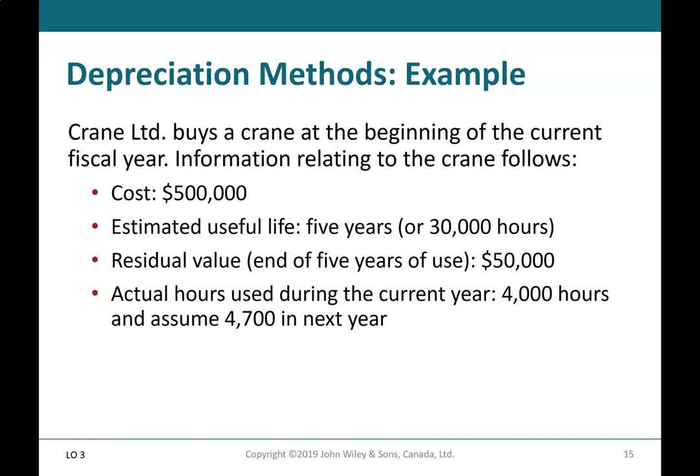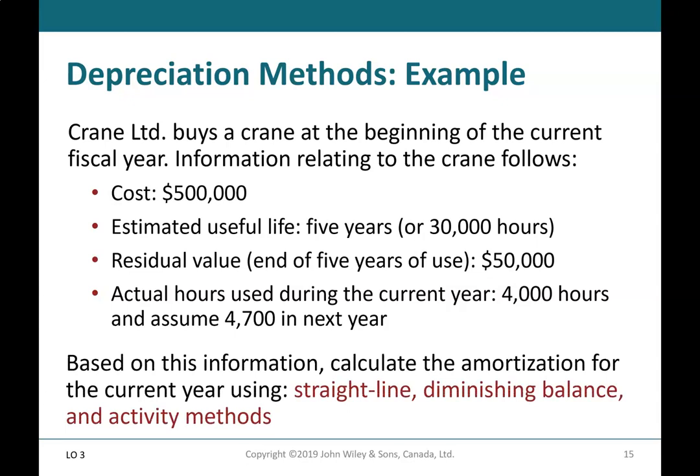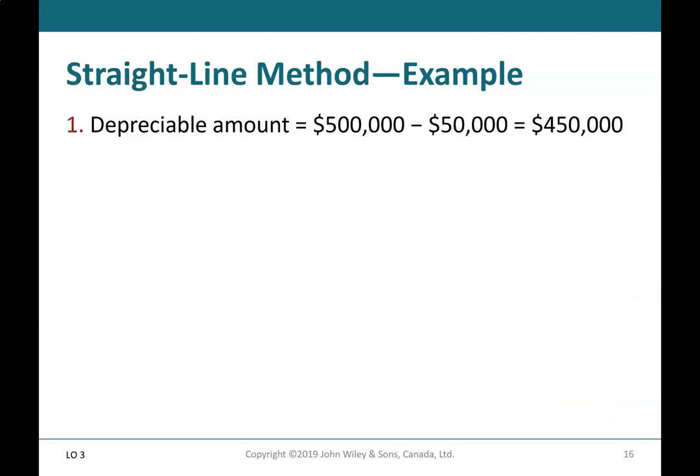Depreciation methods example. Crane Ltd. buys a crane at the beginning of the current fiscal year. Information relating to the crane follows. Cost, $500,000. Estimated useful life, 5 years or 30,000 hours. Residual value, end of 5 years of use, 50,000. Actual hours used during the current year, 4,000 hours, and assumed 4,700 in next year. Based on this information, calculate the amortization for the current year using straight line, diminishing balance, and activity methods.